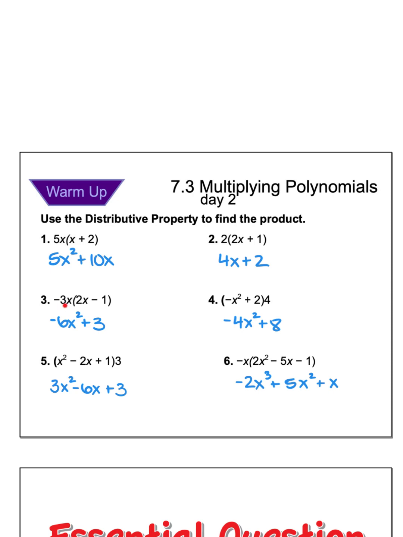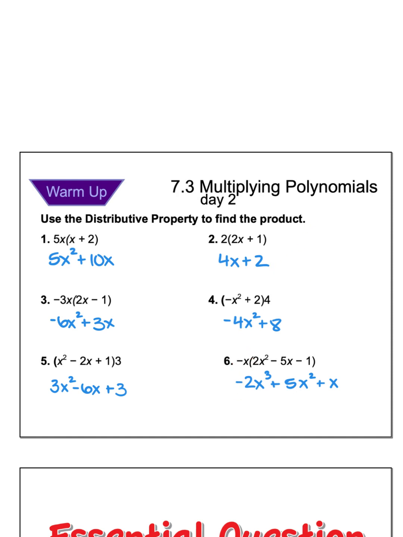Number 3, negative 3x times 2x gives us negative 6x squared. And then we get negative 3x times negative 1 is positive 3x. This 4 gets distributed kind of backwards here a little bit, but we get negative 4x squared plus 8. This 3 gets distributed backwards here, so we get 3x squared minus 6x plus 3. And here, when we distribute this negative x, we get that negative 2x cubed, positive 5x squared, and then a positive x.